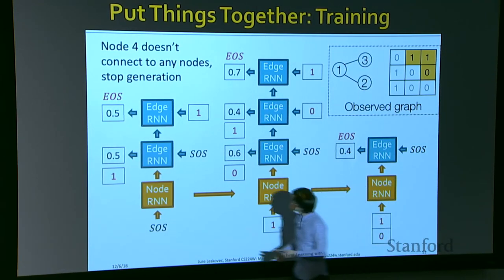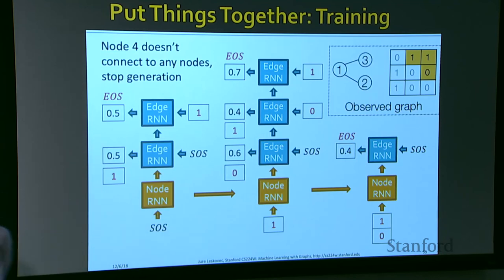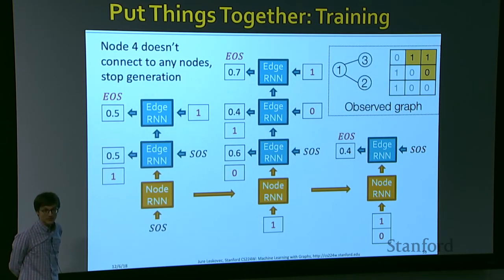Okay, and this is now the process to generate this graph on 3 nodes and 2 edges.